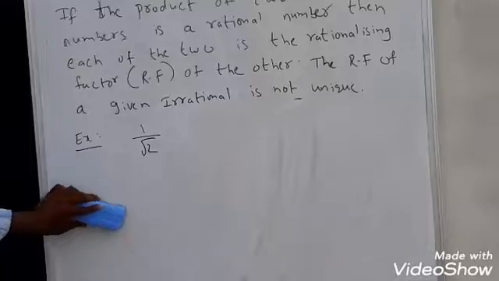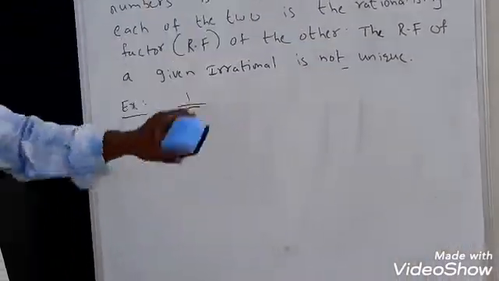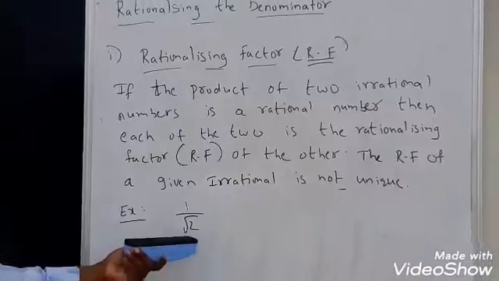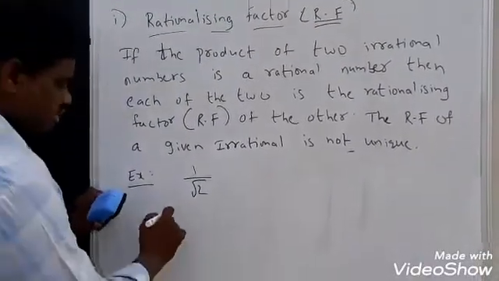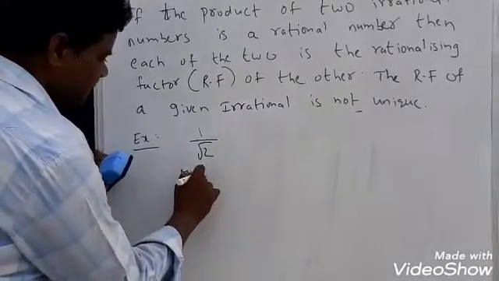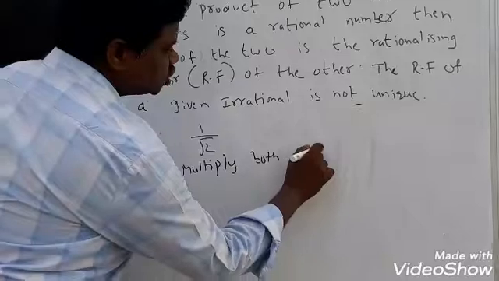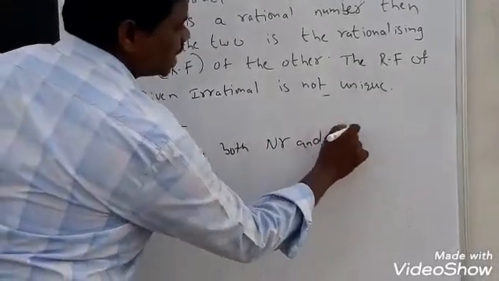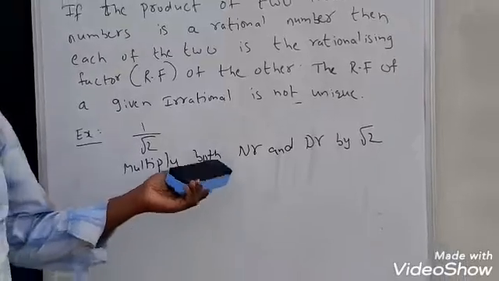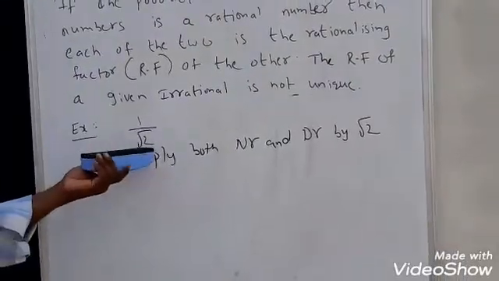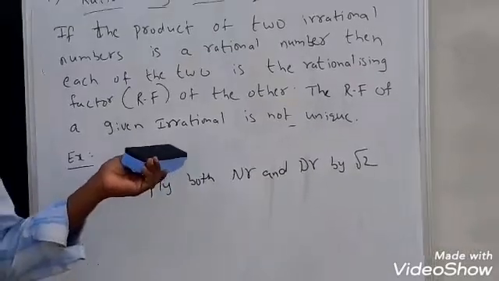Now we want to discuss an example. 1 by root 2. Here we are explaining the concept of rationalizing the denominator. Here the denominator is root 2. That means multiply both numerator and denominator by root 2. Why am I multiplying? If you multiply both numerator and denominator by root 2, you are able to convert it into a rational number.